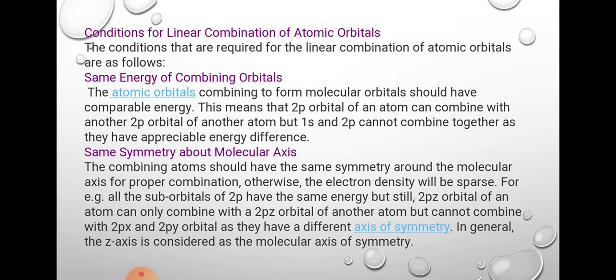2pz orbital cannot combine with the 2px or 2py orbital of other atom. Do remember, 2pz orbital cannot combine with the 2px or 2py orbital of the other atom. It is because they do not have same symmetry. 1s orbital cannot overlap with 2s orbital because the energy of 2s orbital is appreciably higher than the 1s orbital. Thus, only a limited number of combination of atomic orbitals are possible.